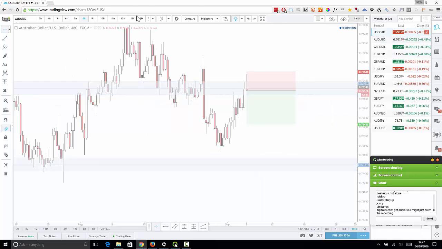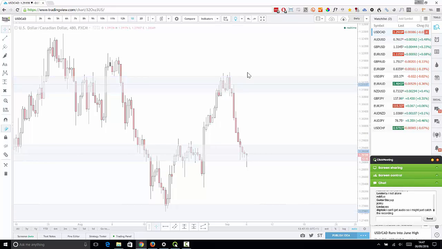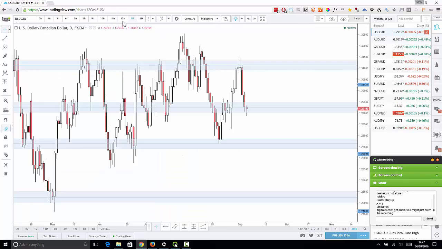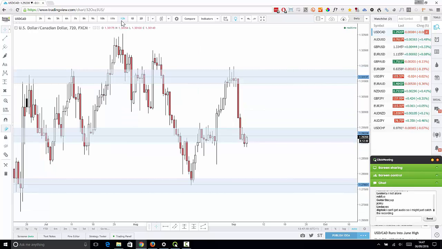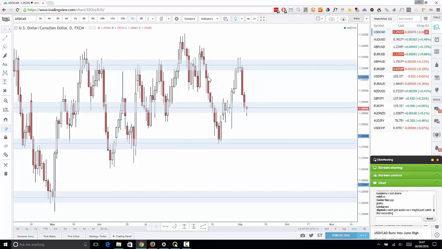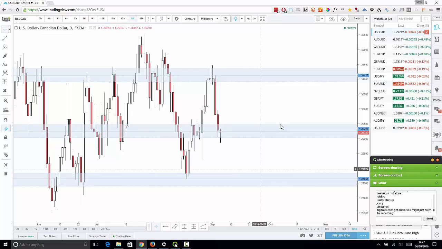USD CAD, I'm looking at on the daily, just because I'm not too confident of what I'm seeing on the 12 hour. So I just want price to show me some solid indecision. I want buyers to show me that they're actually going to take control here. So I'm going to wait for this one on the daily. If it closes as is now, we've got a really nice potential setup there.